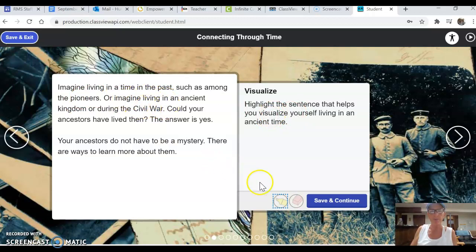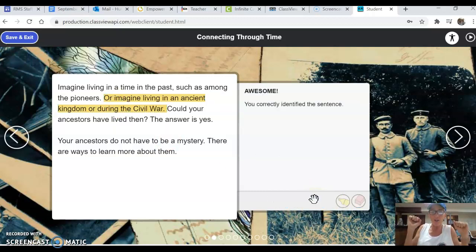Ooh, I think I like this one here. I think I like imagine. Yeah, I think I like that one. Okay, I'm going to save and continue. Let's hope I get it right. Oh, I correctly identified the sentence. Yay.